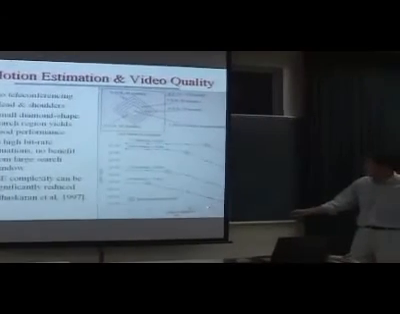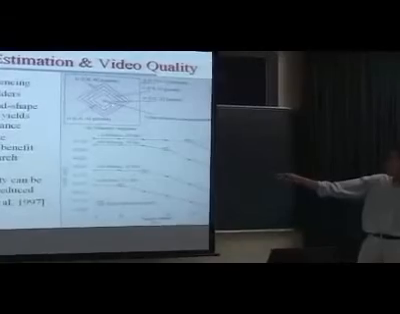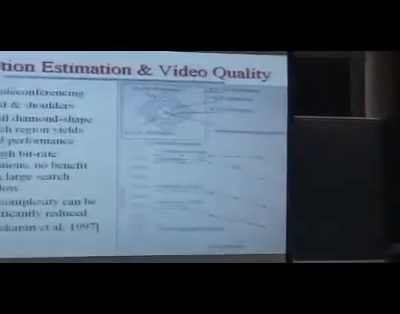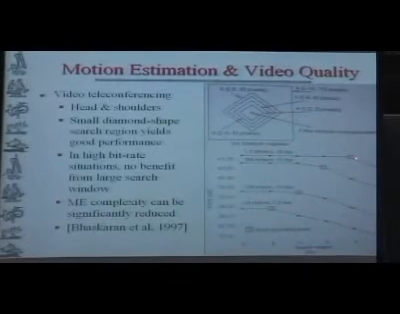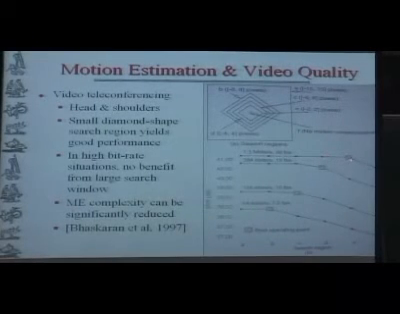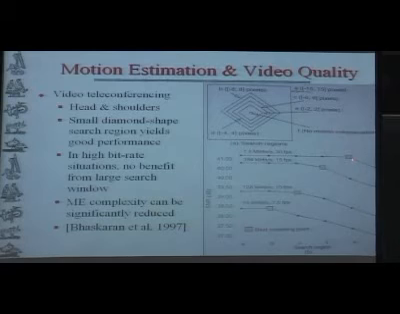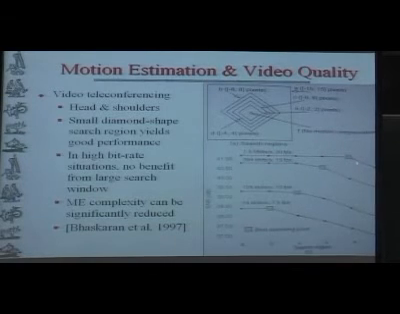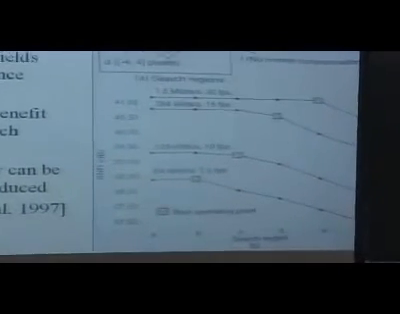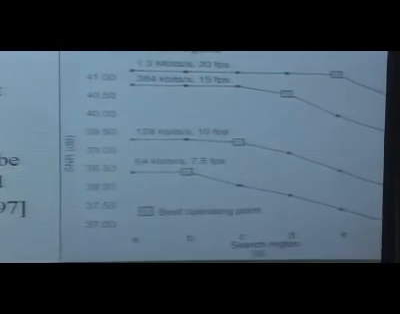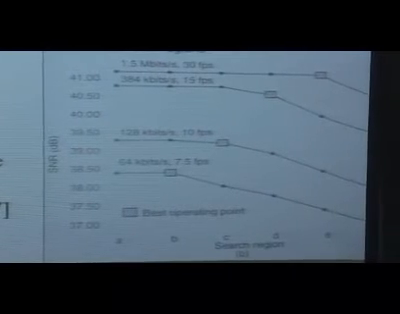Take a look at option E, which is a very small diamond search window. This option E gives you this performance. Comparing, as you can see, this is almost as good as that one, this one, this one, and this one. So option E at very high bit rate works almost as well as the rest. Now, this only holds true for head and shoulder sequences, of course.